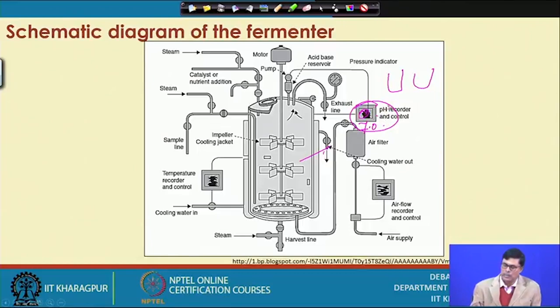If the pH increases, then the pump connected with the acid tank, suppose this is acid and this is alkali, that acid pump will be on, and it will take in the acid liquid to decrease the pH. Now if the pH is less, then the pump connected with the alkali tank will be on and bring the pH up. So this is how we can control the different operational parameters in the fermenter.